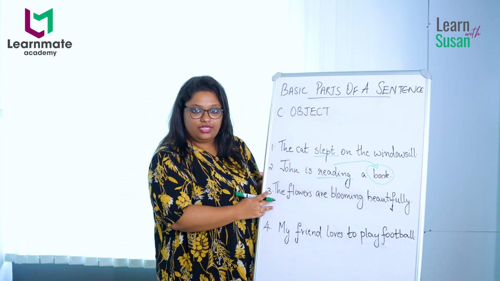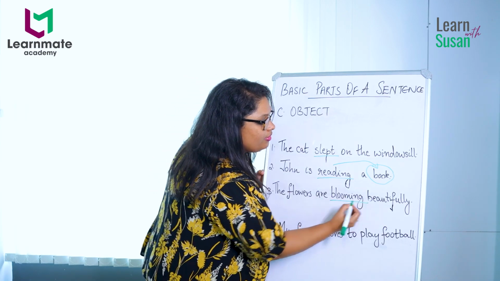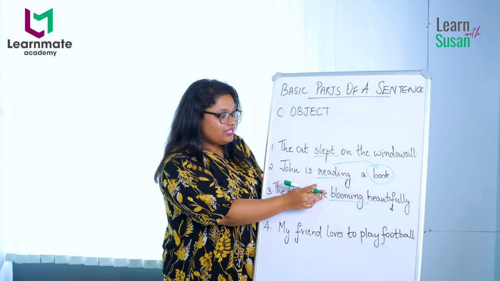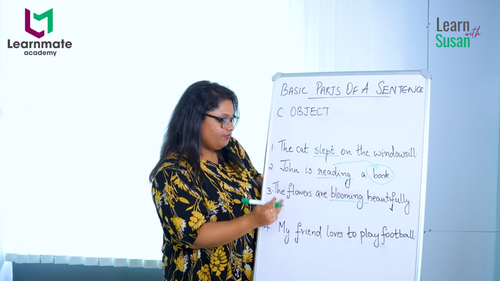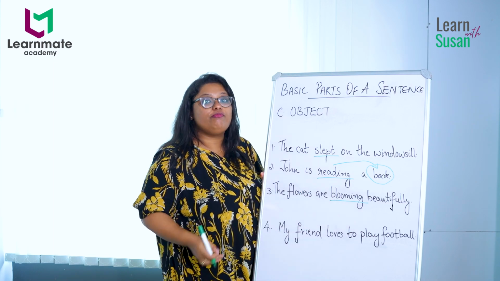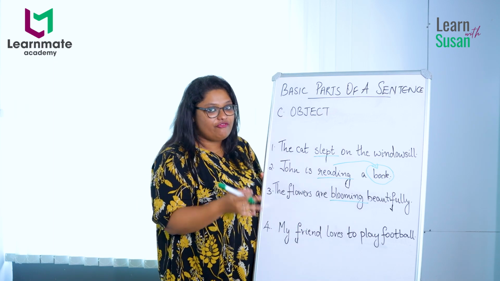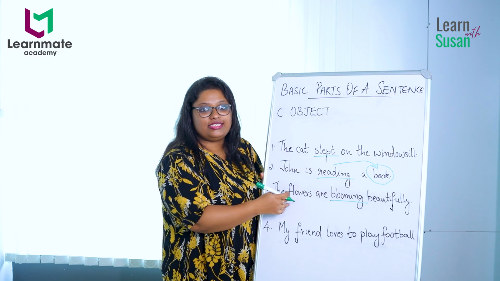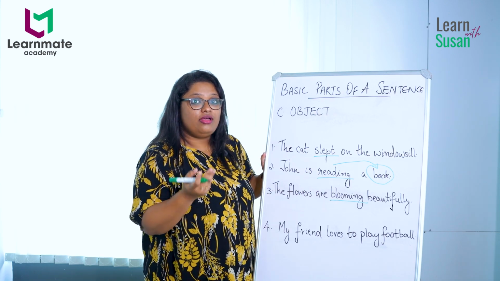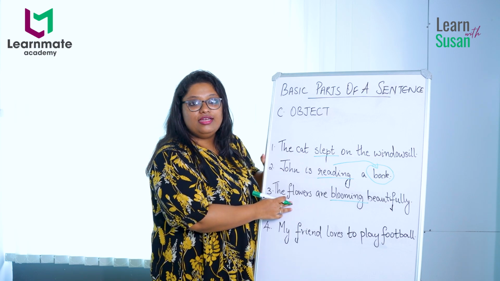Now moving on to the third sentence, my verb in the sentence is blooming. So similarly, like the first sentence, the flowers are blooming beautifully. The action of blooming does not affect any of the nouns in the sentence. So my answer would be that there is no object in this particular sentence.